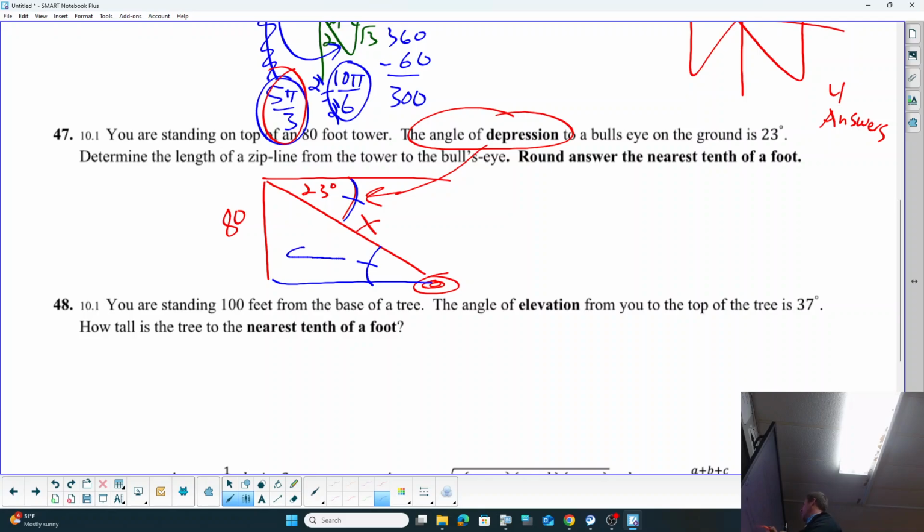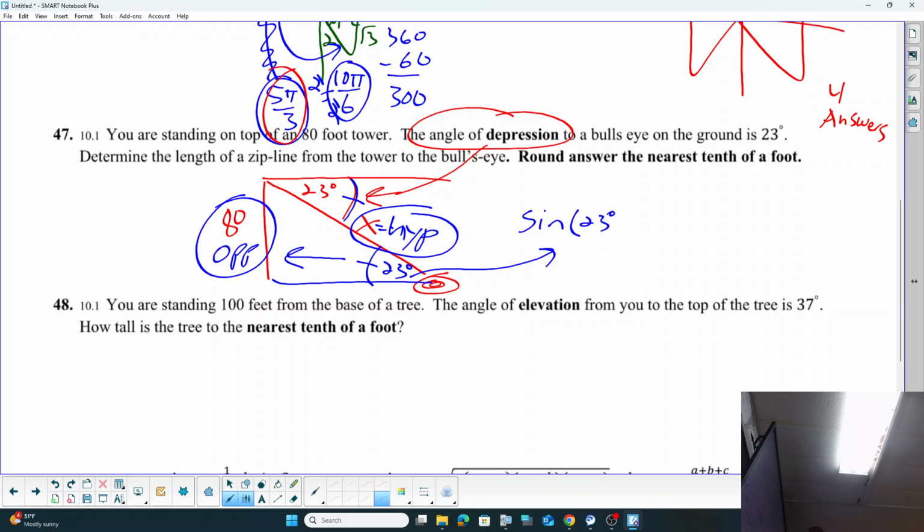And so going from this way, which is 23 degrees, it's going to be opposite over hypotenuse. And so which trig function goes with opposite over hypotenuse? Do you remember? It's sine. So sine of the angle, 23 degrees, is equal to opposite 80 over hypotenuse x. So how do we get x out of the bottom? To get x out of the bottom, we have to multiply it over to the other side and then divide by sine 23.